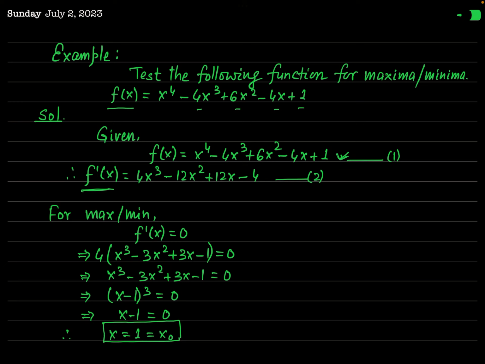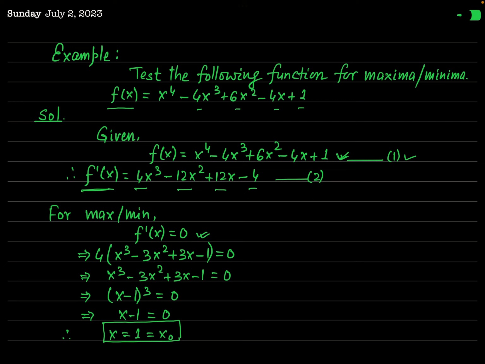And what will be this f dash of x? You can see the function, and this is a very simple differentiation. So when you will differentiate this equation 1 with respect to x, your result will be 4x cube minus 12x square plus 12x minus 4. Now, as we know, for critical point or when our function is either maximum or minimum, then its first order derivative is 0. So we will equate this f dash of x equal to 0. This is your second step. This is just for finding the critical point.